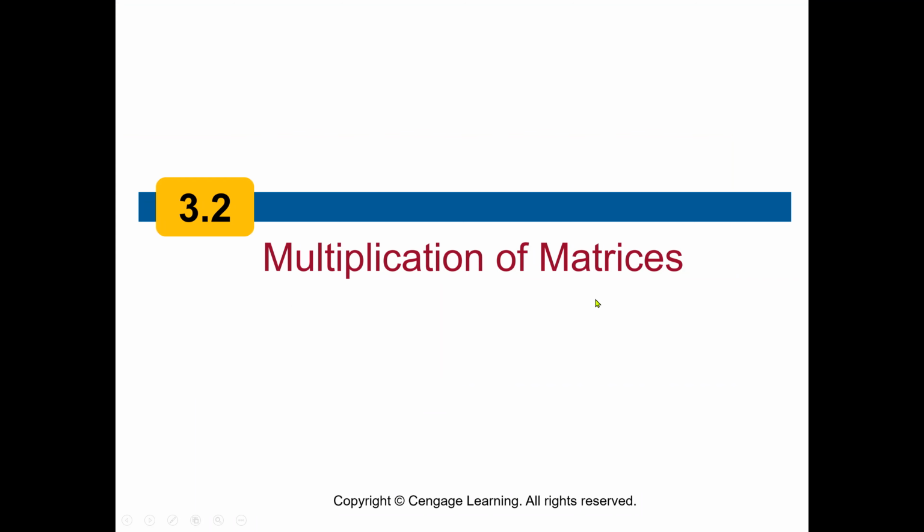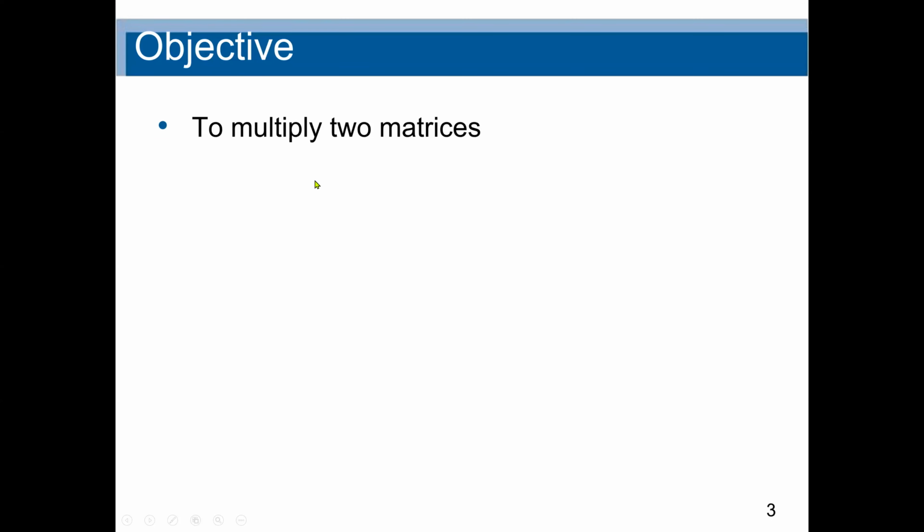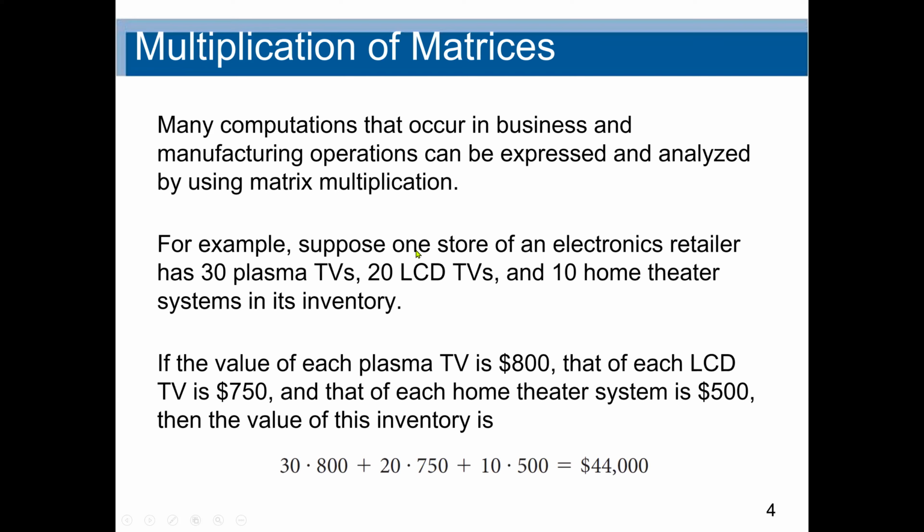Multiplication, you do two matrices at a time. You multiply two matrices at a time. So our main objective again here is to multiply two matrices. So an example is given here.